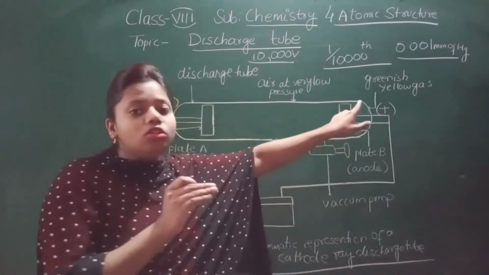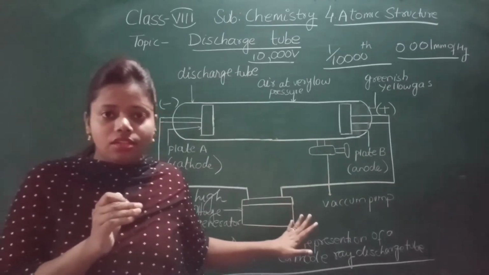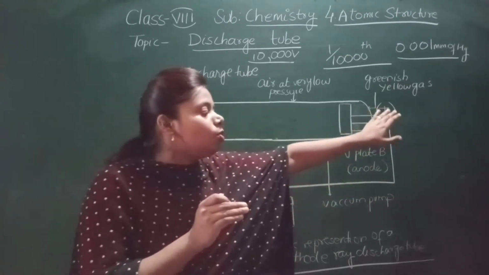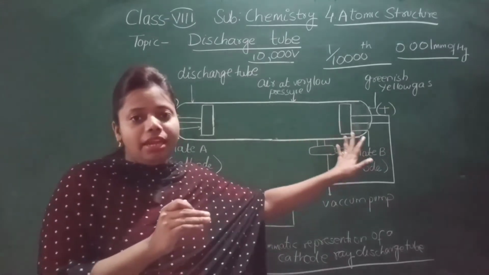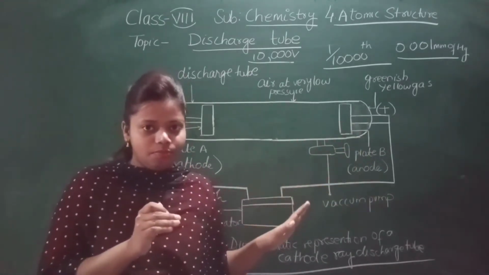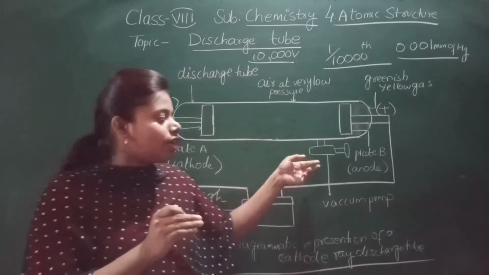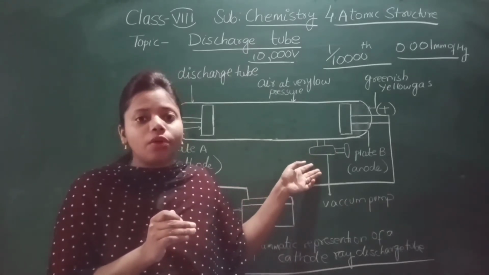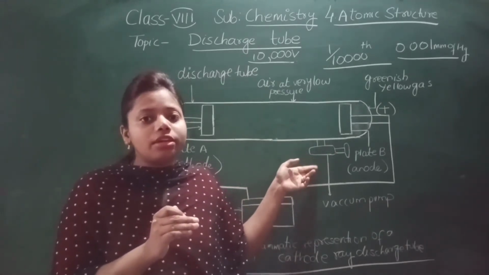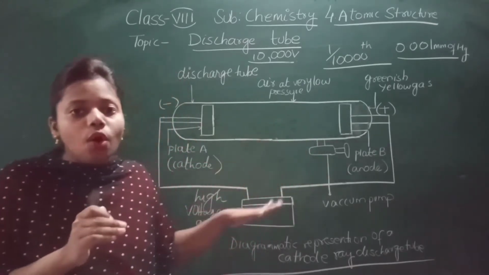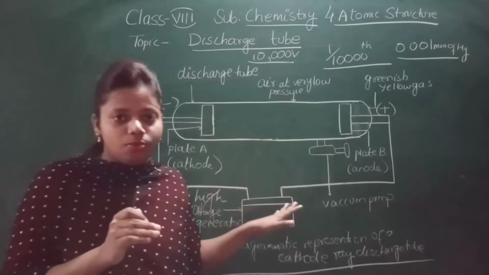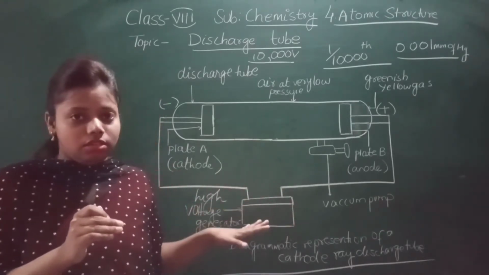Plate B is also connected to the high voltage, and it is connected to the positive terminal, and this plate acts as the anode. You can see here a vacuum pump is there. Now why is the vacuum pump there? In order to create a vacuum in this tube, in order to create a very low pressure of gas in this tube.